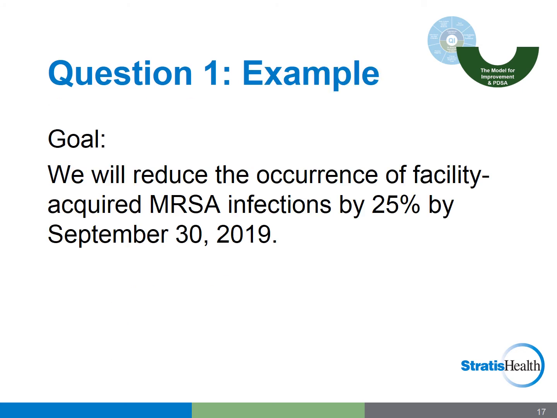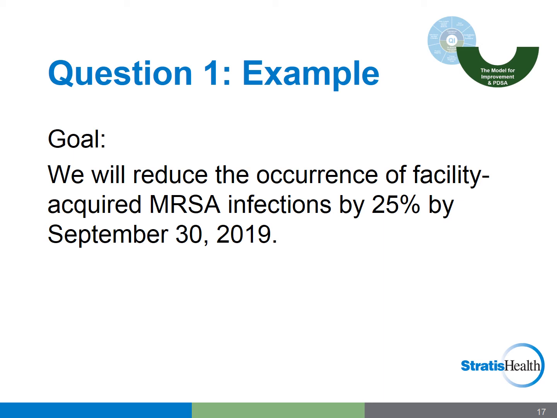An example of answering the first question, what are we trying to accomplish, is done by setting a SMART goal. We will reduce the occurrence of facility-acquired MRSA infections by 25% within 6 months of implementing our proposed changes. This goal statement meets the SMART criteria. Think through each one. Is it specific, measurable, achievable, relevant, and time-based?